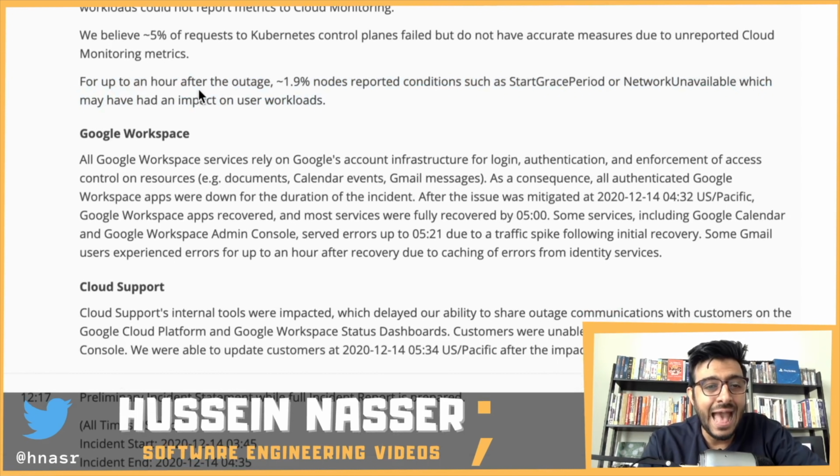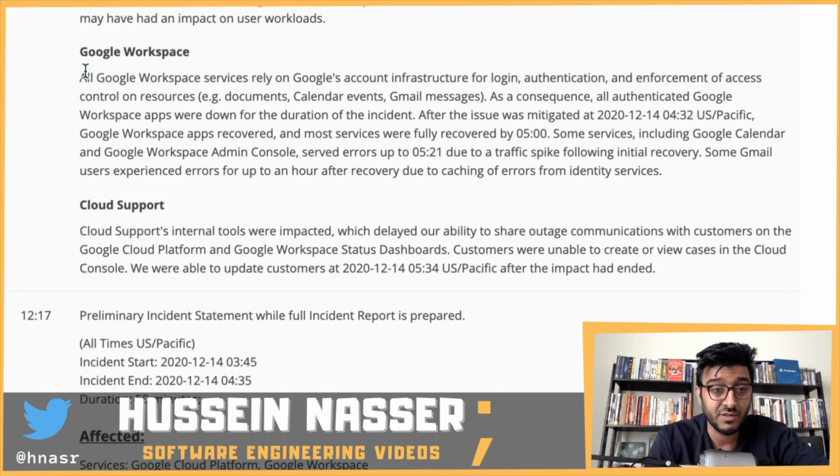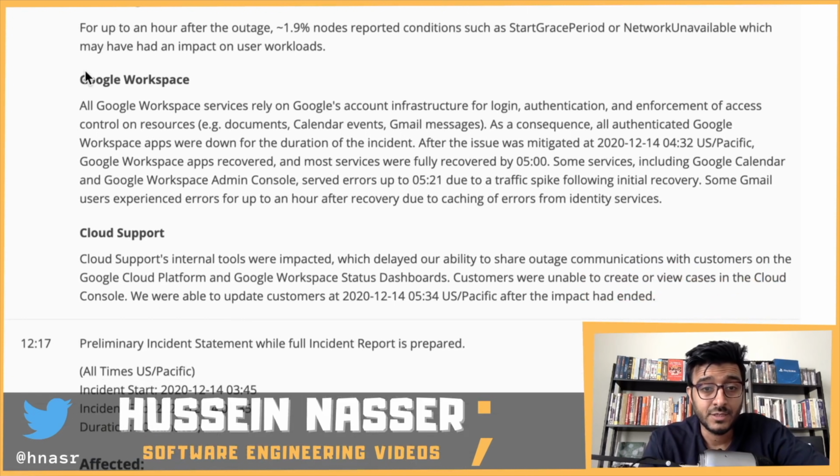For up to an hour after the outage, 2% of nodes reported conditions such as start grace period or network unavailable, which may have had an impact on user workload. Google Workspace: all Google Workspace services rely on Google's account infrastructure for login. They actually prefix this with a very nice statement here. They did not do this for Kubernetes, so they didn't tell us where Kubernetes cloud management uses the Google account infrastructure. But Google Workspace actually uses that. That makes sense.